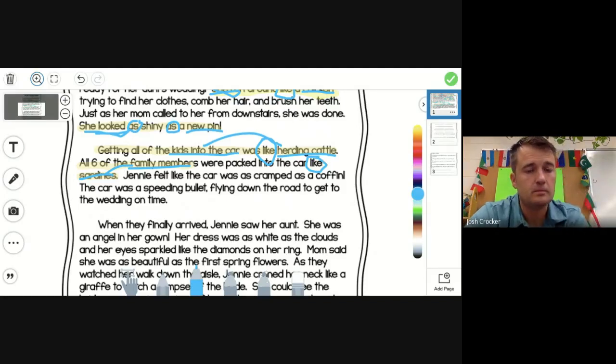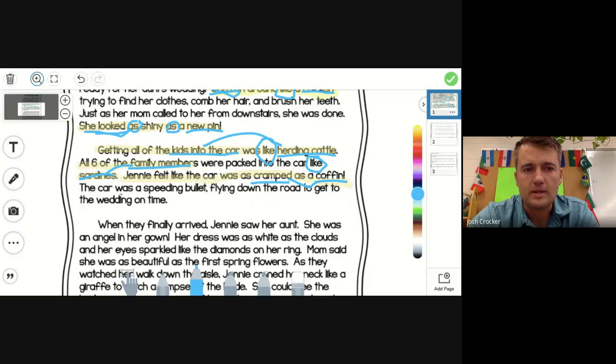simile. Jenny felt like the car was as cramped as a coffin. We got another comparison, right? Jenny felt like the car was as cramped as a coffin. What are we comparing? We're comparing the cramp, right? We're comparing how crowded that is to a coffin. So if you're in a coffin, hopefully you're not anytime soon. It's just, there's not a lot of extra room in there. There's enough room for you, and that's about it.